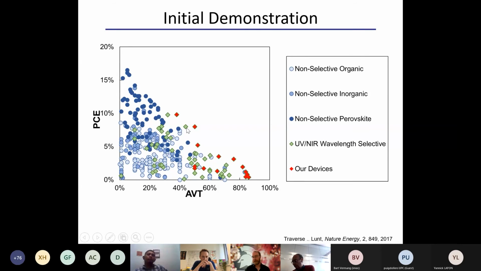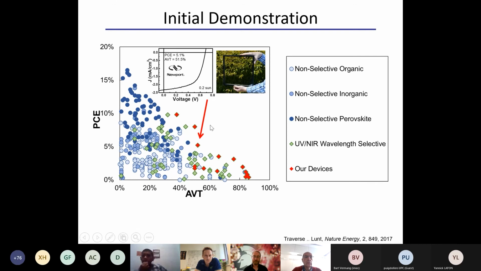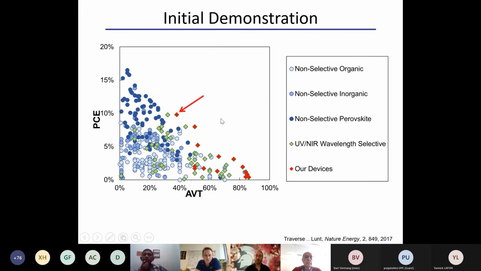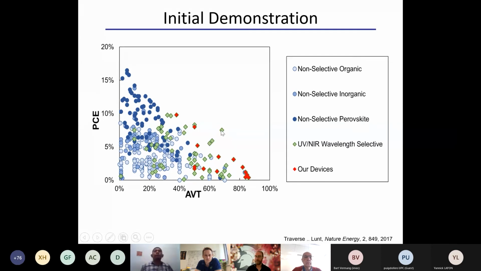So the green ones are the wavelength selective approaches. The red ones with the green outer shell are our wavelength selective approaches that come from our lab and our company, Ubiquitous Energy. And there's a couple that I want to highlight here in particular. This point here, which was a certified device over 5%, 3 or 4 years ago, and another one over here, which is another certified device by Ubiquitous Energy, 9.8%. More recently, we have devices with similar performance moving ever upwards in the AVT space. And within the last year or two, there's a handful more that have emerged.